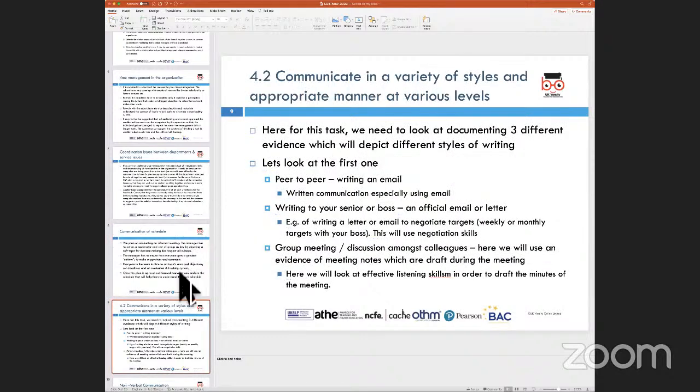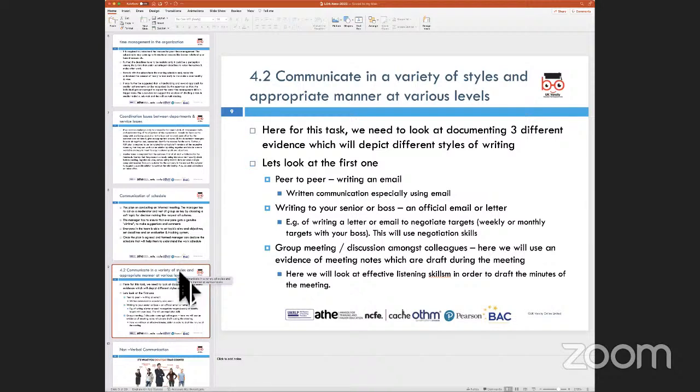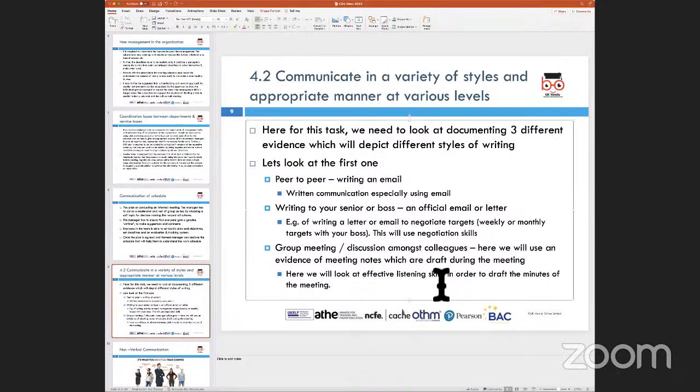Let's quickly look at assessment criterion 4.2, which talks about communicating in a variety of styles and an appropriate manner at various levels. This is something we're going to borrow from the managing communications unit. There are different styles through which we can communicate: verbal, non-verbal, and written. We also communicate through body language, visual signs, or signals. When you're getting into a room and you don't know somebody, your body language, the way you talk, and the way you behave give out certain signals in terms of what you're communicating and how.